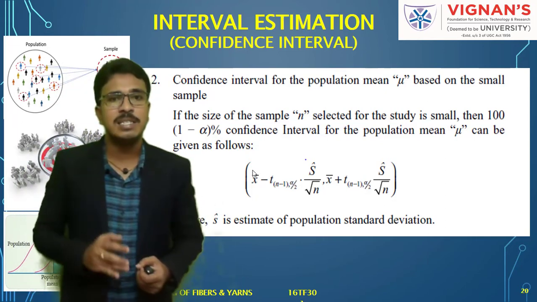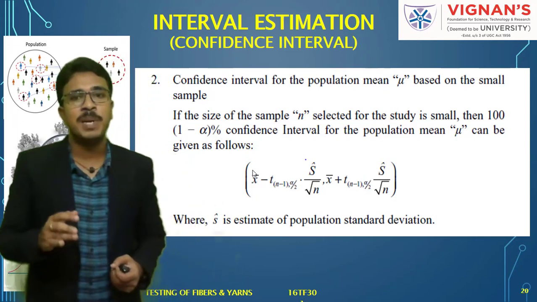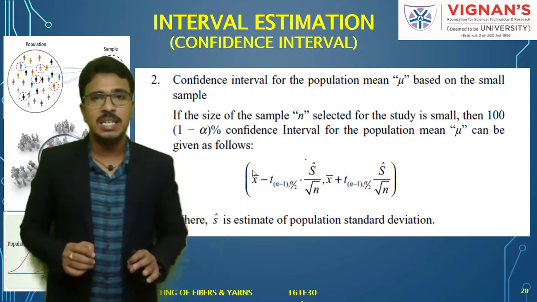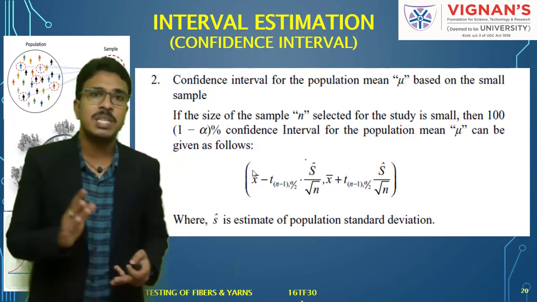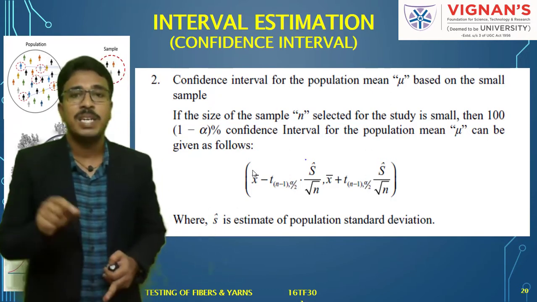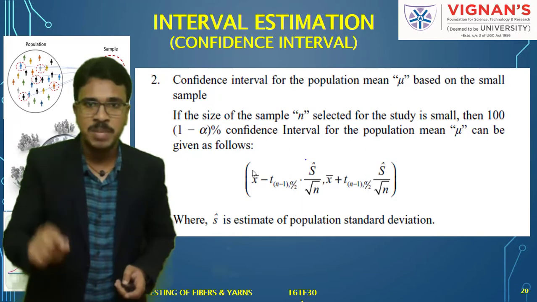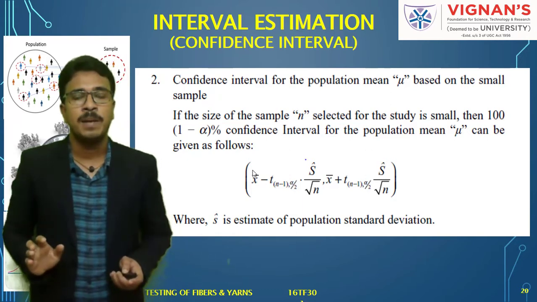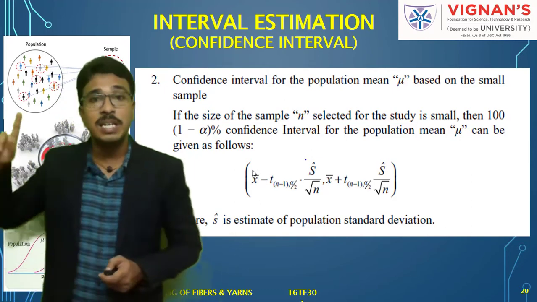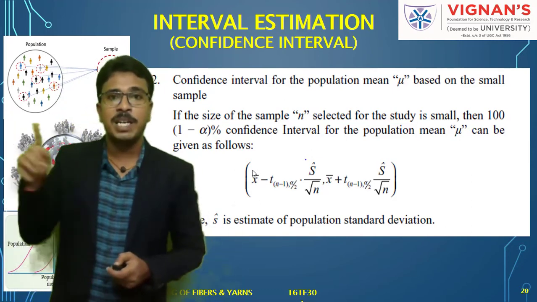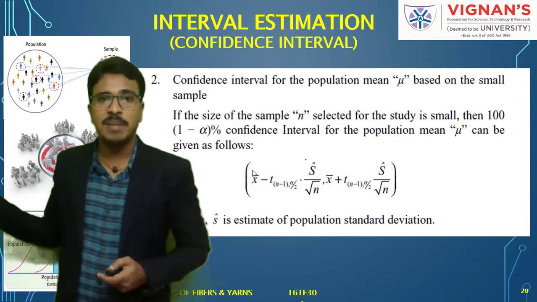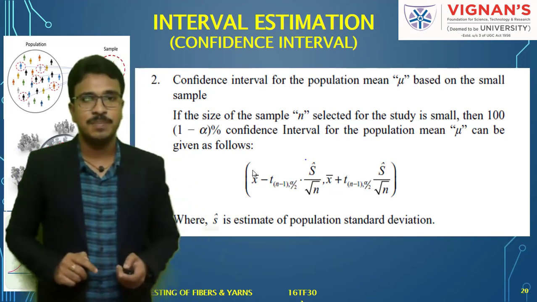Here s is nothing but the estimate of the population standard deviation. By using this formula, if the sample size is less than 30, we can find the population mean, that is the mu value. Here there is a t value, so we have to look at the t table. Depending upon the alpha value, we look at the t table to get the value.